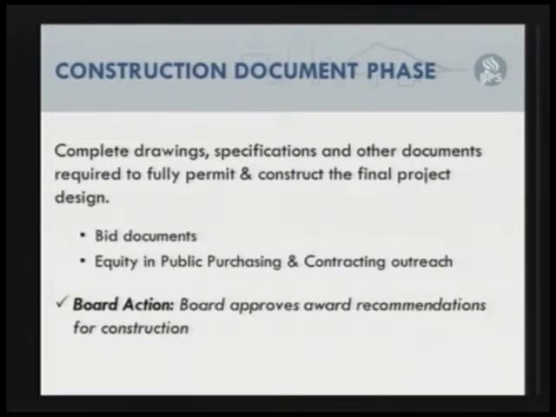This is where we inject our equity in public purchasing and contracting, where we establish protocols in our bid documents to ensure that the contractors are doing appropriate outreach and are targeting underrepresented segments of the business community. Like the other phases I mentioned for master planning and schematic design, you as a board are also involved in terms of approving recommendations from staff on awards. And later this month, we'll actually be presenting several packages, several award recommendations for the summer work. And we'll be providing a level of detail for you to see what type of competition we received and some of the aspects of the bid process itself.